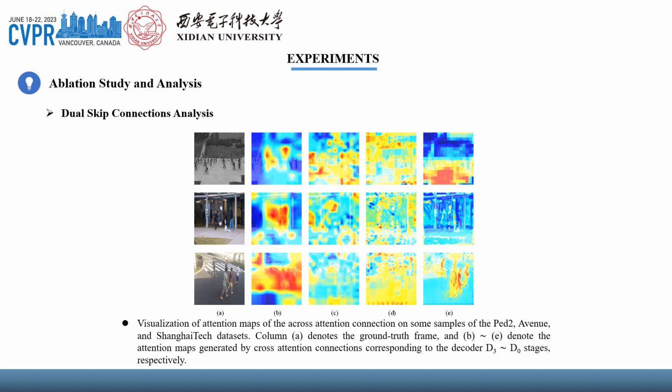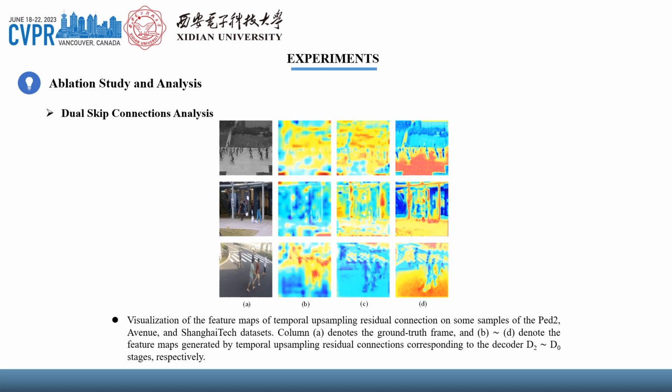In order to feel the role of these two branches more intuitively, we visualized the transmission features corresponding to the two skip connections. First, this slide visualizes the attention maps of the cross-attention connection on some samples. It can be observed from the figure that the cross-attention connection is mainly responsible for the transfer and transformation of dynamic object features in the foreground.